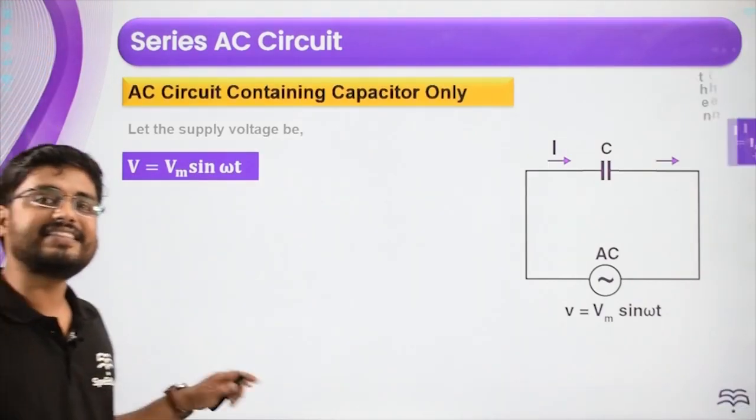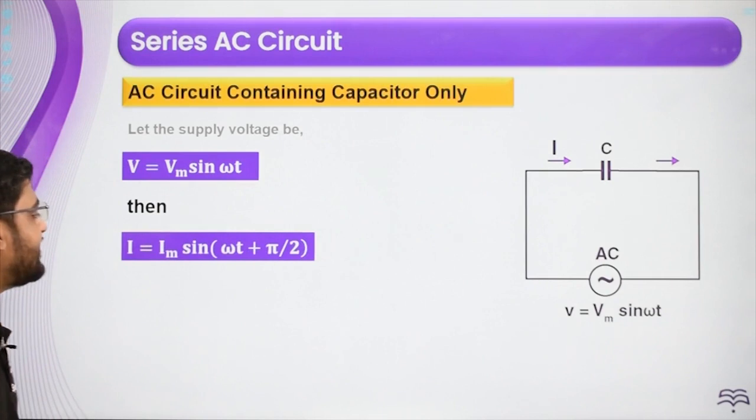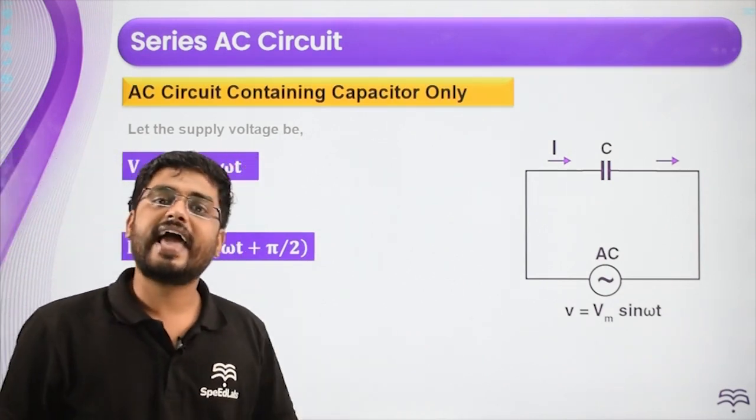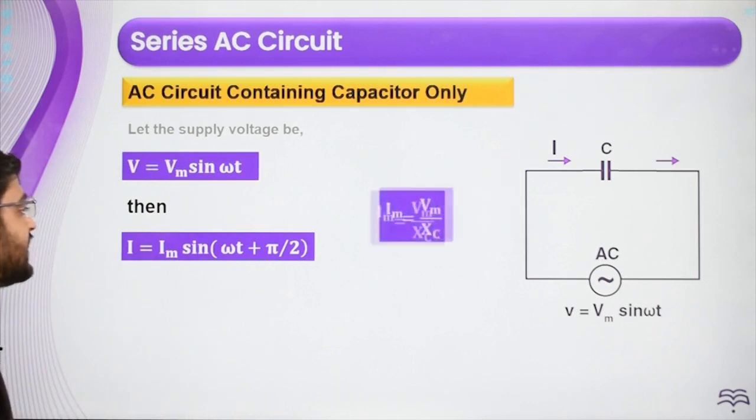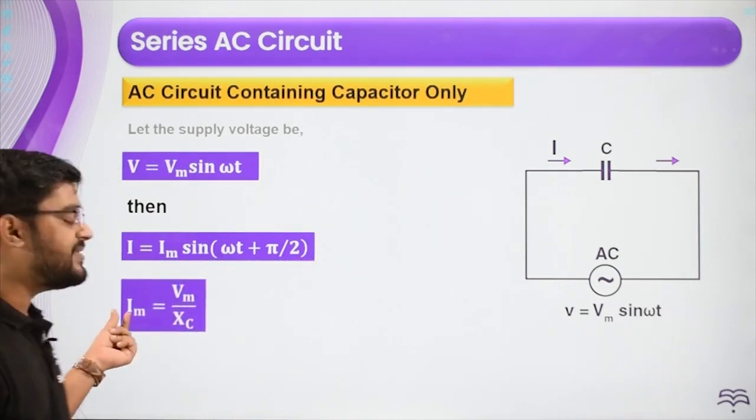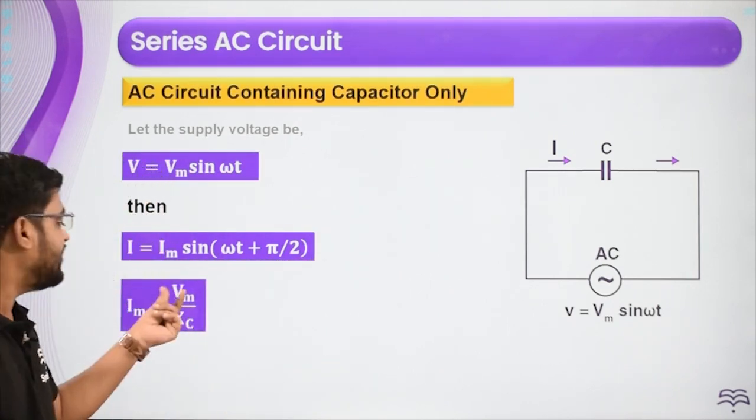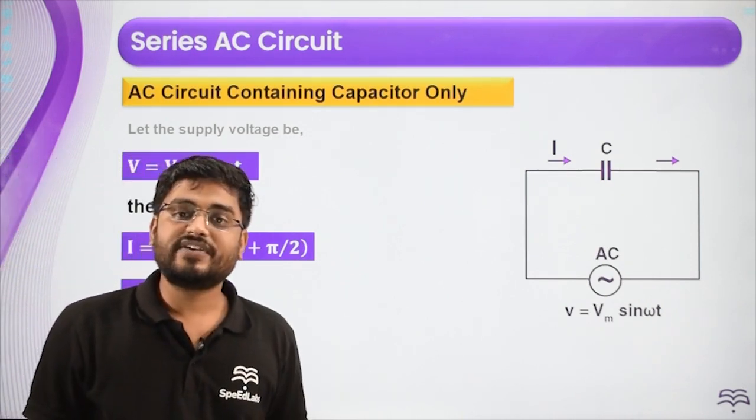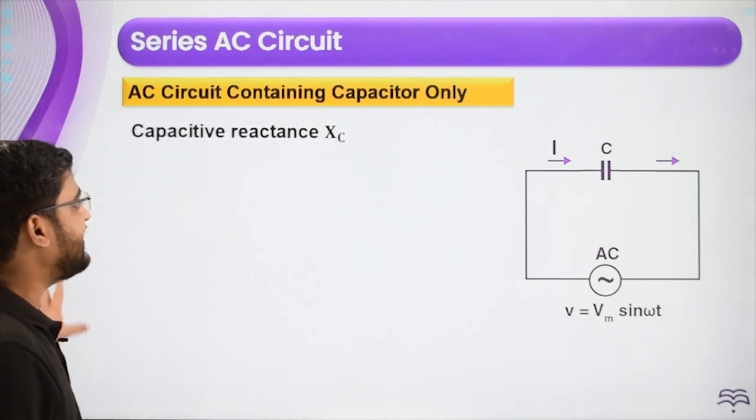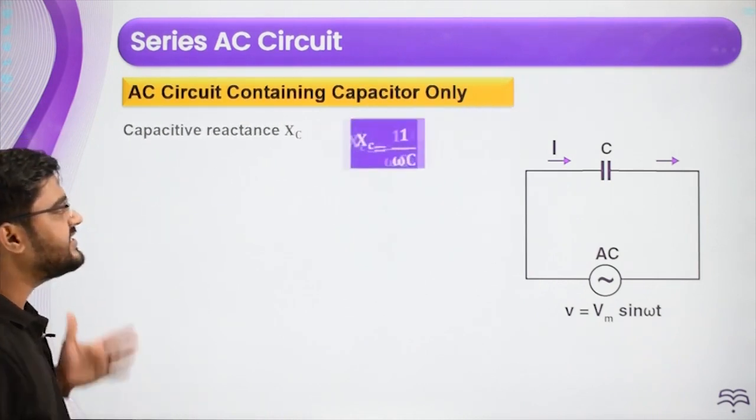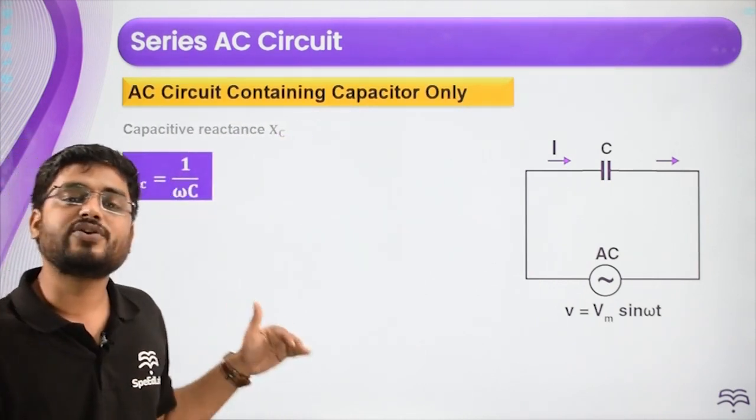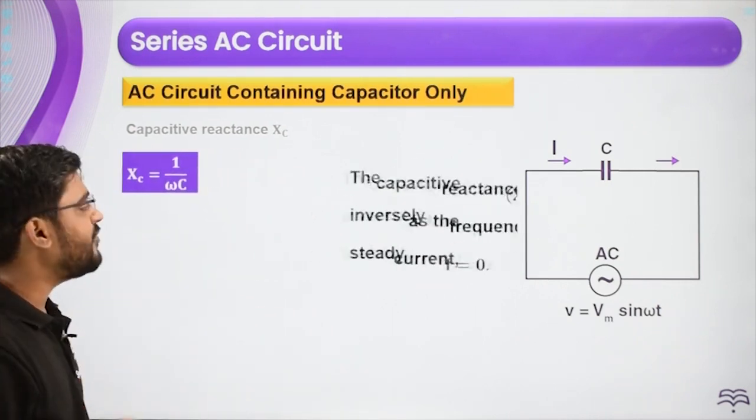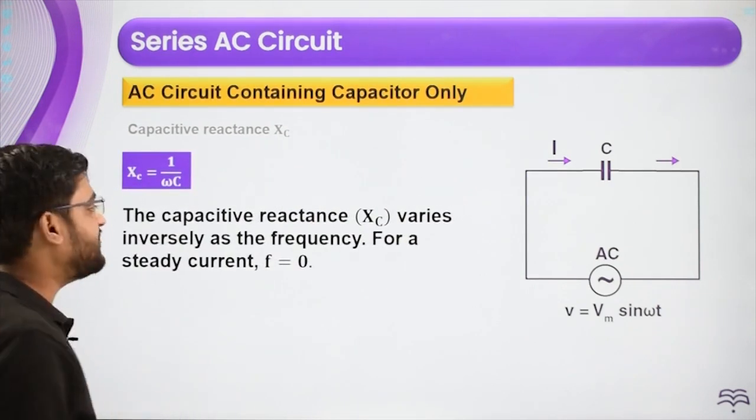Now let us just recollect all the information and move back. So we have already seen that if V is given by that, then current is given by this. Here current leads or voltage lags. What is Im? Im is the peak current, which is the peak voltage by Xc. This time Xc is nothing but capacitive reactance. So let us discuss that in detail. Capacitive reactance Xc is given by 1 by C omega, okay, 1 by omega C or 1 by C omega. And what is omega? Omega is 2 pi f, where f is the frequency.